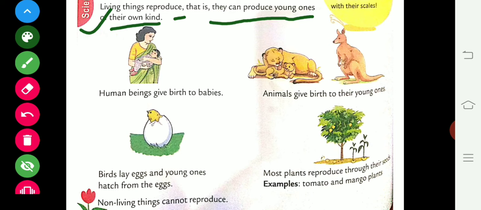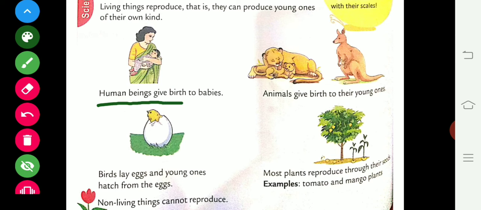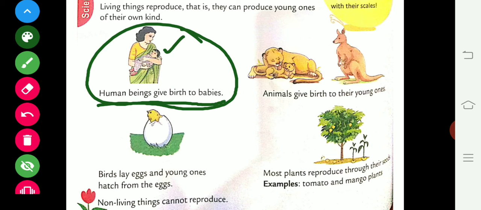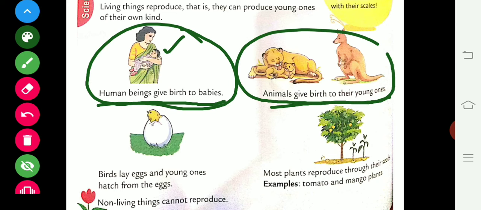Living things reproduce, or give birth to young ones of their own kind. Human beings give birth to babies. Animals give birth to their young ones. It's a lion. A lion gives birth to a cub. It's a kangaroo. A kangaroo also gives birth.